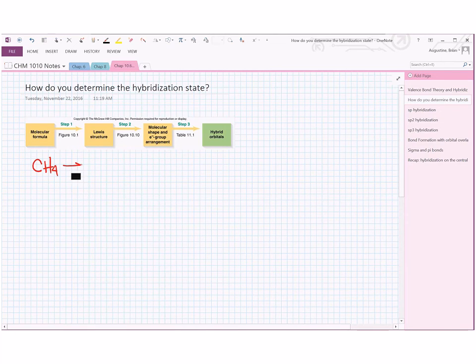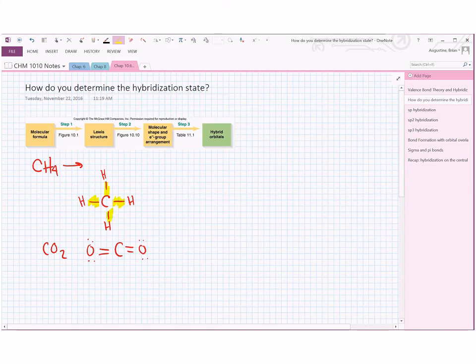Then we write the Lewis structure. Carbon attached to 4 hydrogens. Or let's take CO2 as another example. I'm picking examples we've done before. Okay, that's the Lewis structure for CO2. From the Lewis structure, we count electron groups. We count electron groups around the central atom.